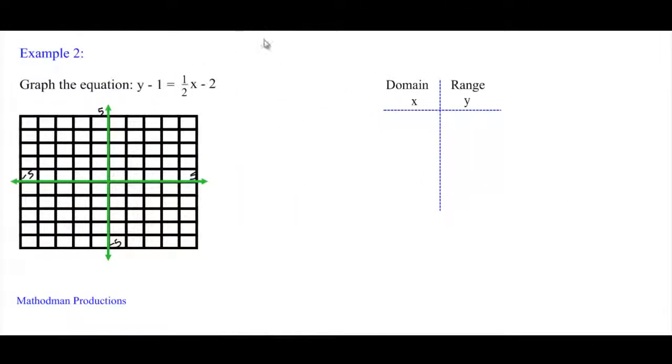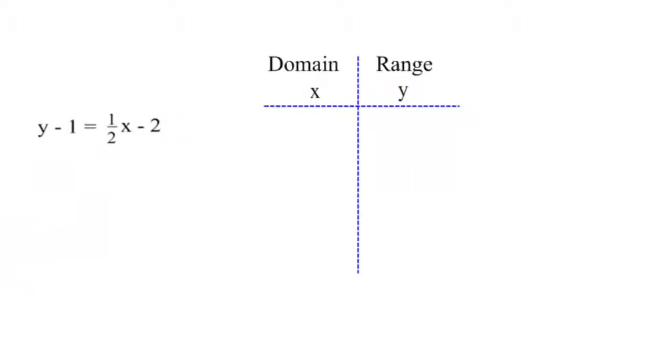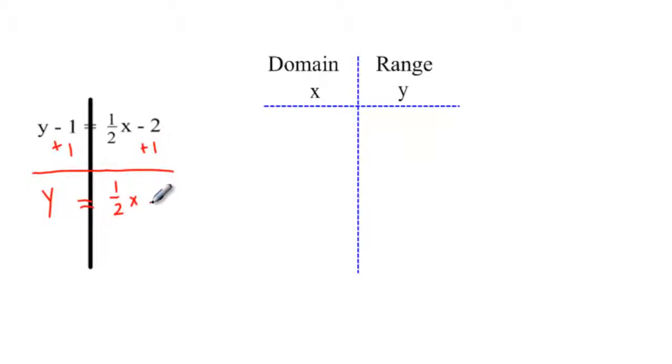For the second example, if you take a look at the equation, it's a little different from the first one. First step is to solve for y. I'm just going to rewrite the equation right there and draw my t-chart. Get rid of the negative 1 first by adding a 1 to both sides. And you're left with y equals 1/2 x minus 1.